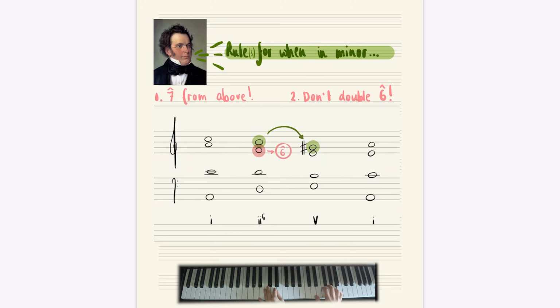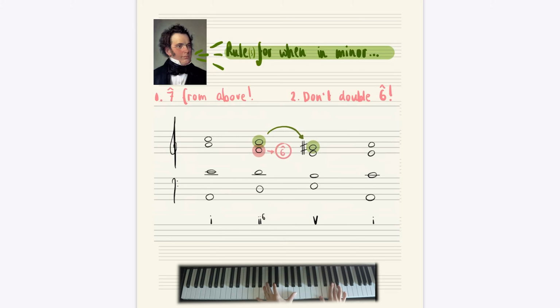If I had this, chord 2-6, and then I remained on that B natural in my soprano, and instead I asked my alto to sing the sharp 7th degree, my alto would have jumped from F to G sharp, which would be the leap of the augmented second. So in order to avoid that, remember about this rule.